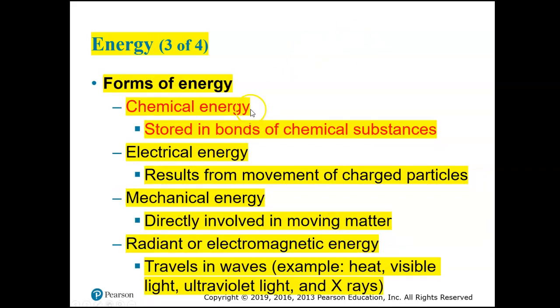And chemical energy, which is stored in the bonds of chemical substances called compounds or molecules, is potential energy. But there are other forms of energy. There's electrical energy, which we will talk about when we learn about muscle contractions and nerve impulses. Electrical energy results from the movement of charged particles. That happens in our body, during the transmission of nerve impulses, and we will get into that in the muscle and nerve chapters. Mechanical energy is directly involved in moving matter.